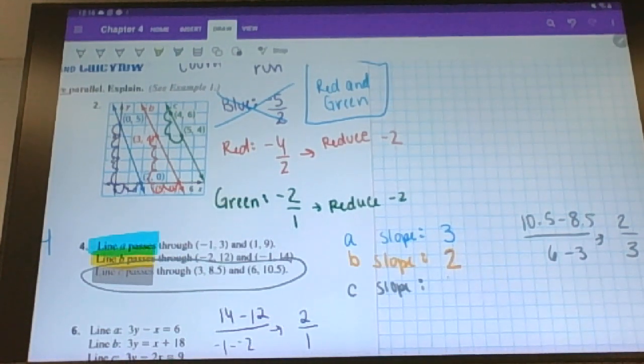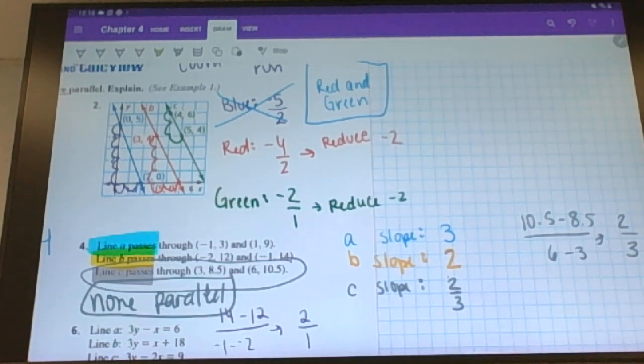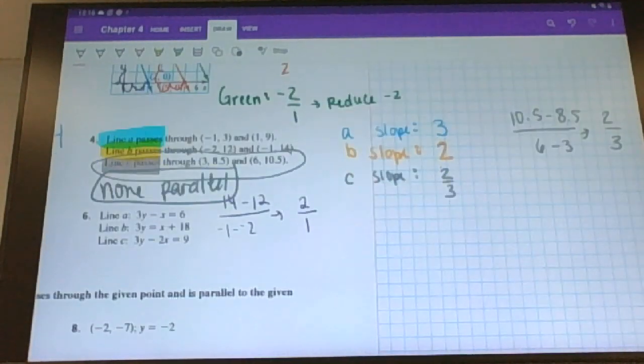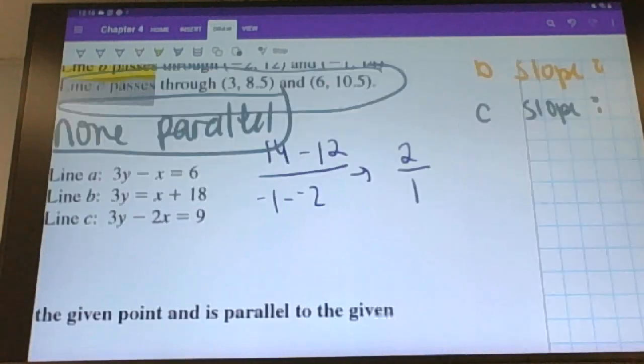Alright. Now I just, listen, I told you they're trying to trick you. None of these are parallel. None are parallel. Non-parallel line is number 4. We got a 3, we got a 2, and then we got a 2 over 3. Non-parallel. Number 6.